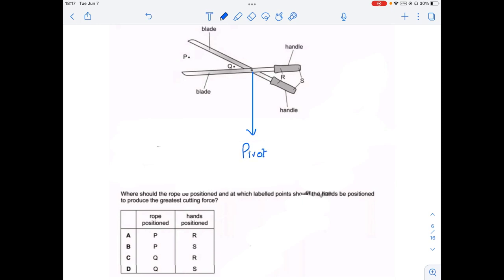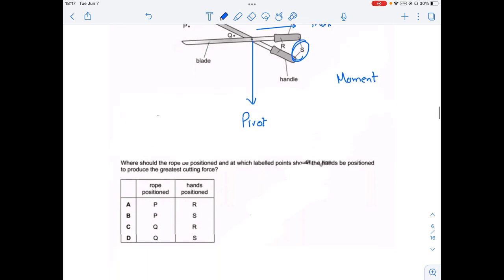Whenever we apply force relative to the pivot, there should be a maximum distance. The distance of the force should be at the maximum in order to get the maximum moment, which is force times distance, or torque. So moment is the most suitable word. To get the best moment, it should be at the maximum possible distance. So the hand should be placed at S.